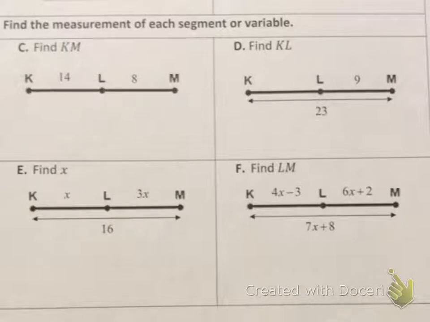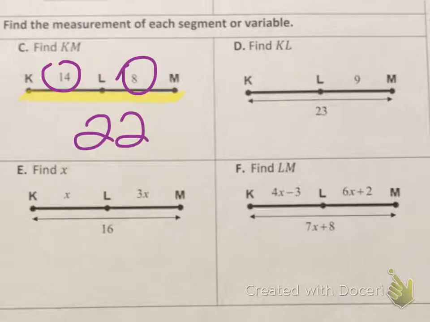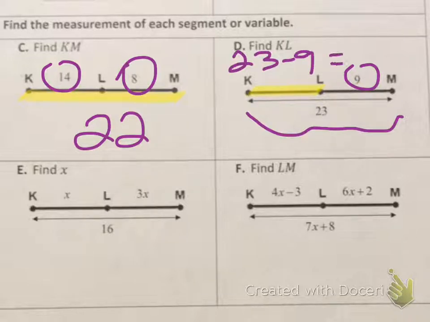Okay, find the measurement of each segment or variable. It says to find K to M, so all the way across from here. That's pretty easy. We're just going to add these two values together. 14 plus 8 is 22. So the length of K to M is 22. This next one says find KL. The good news is we already know that this whole thing right here is 23. We know that this little piece is 9. So to find KL, we're just going to go 23 minus 9. That 23 minus 9 is going to get us our value for KL, which is 14.